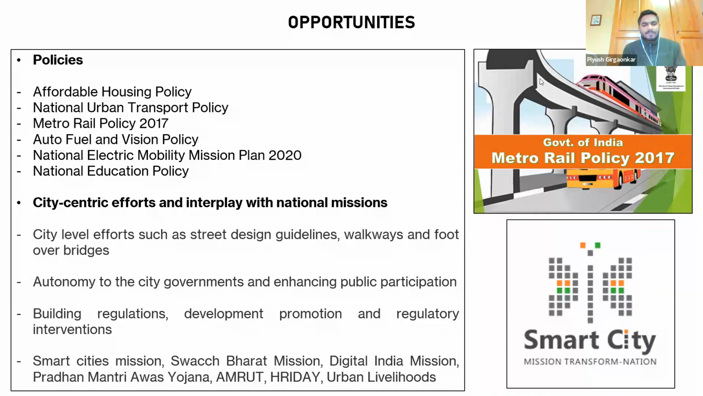There are certain missions that have been launched, and they are contributing a lot for us as an urbanizing nation. That is the Smart Cities Mission, Swachh Bharat, AMRUT, HRIDAY, Urban Livelihoods Mission, and of course the PMAY.